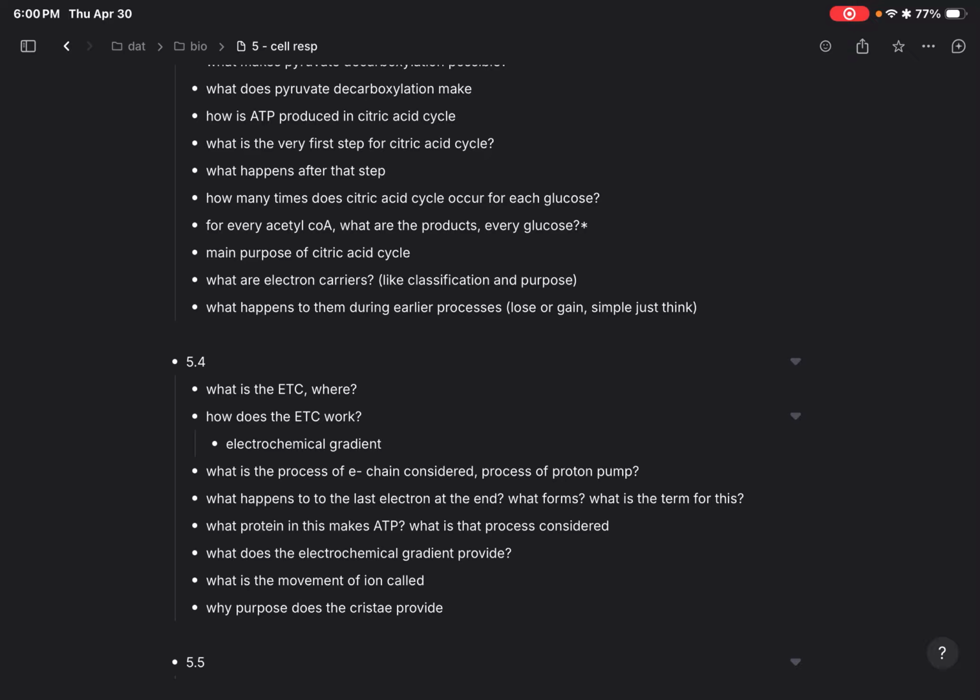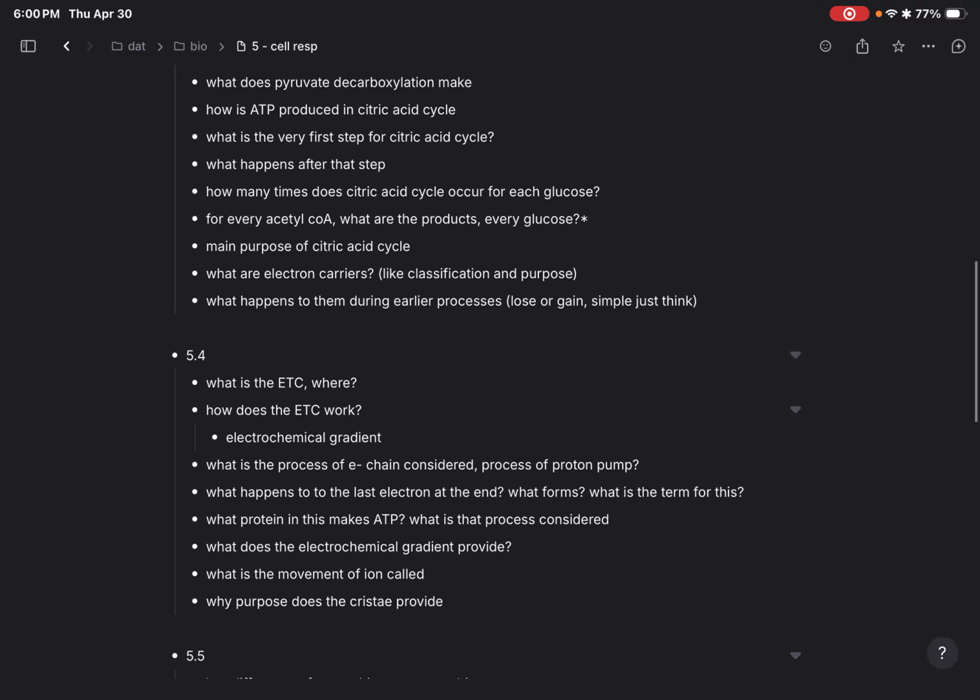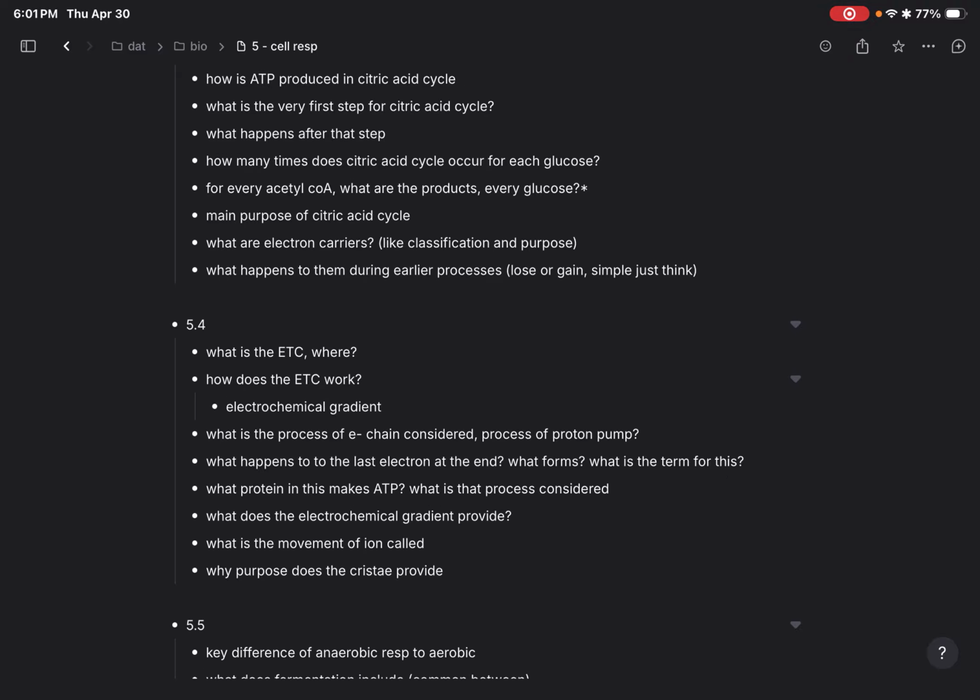Where'd the GTP go? Maybe they just said it was unimportant. Oh, it's right there. Yeah, it says 1 GTP. It just doesn't show up. 6 NADH. Okay, I don't remember the numbers, but maybe I should. The main purpose of the citric acid cycle is just to make electron carriers.